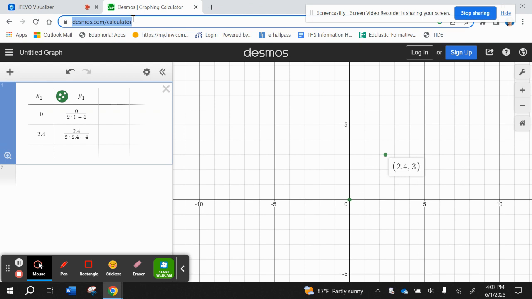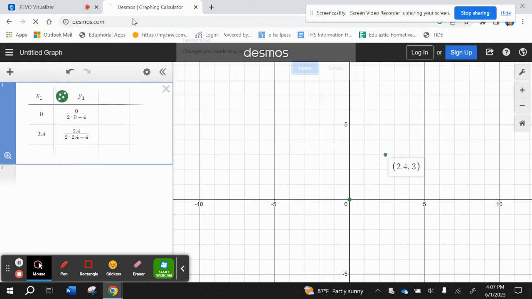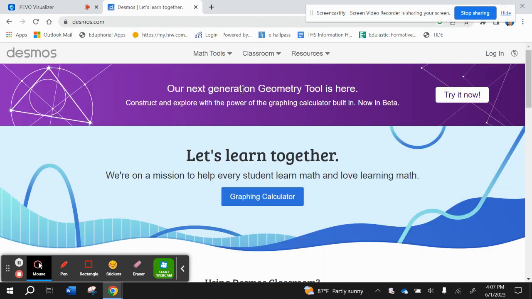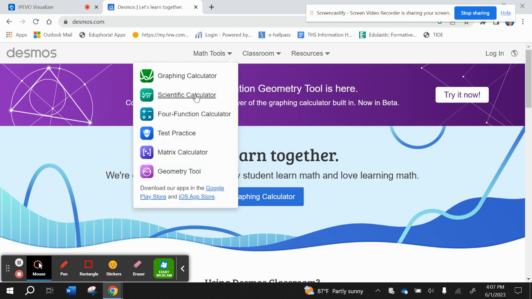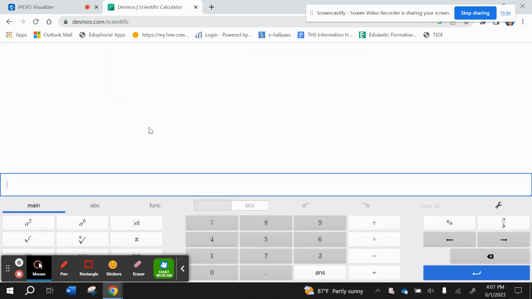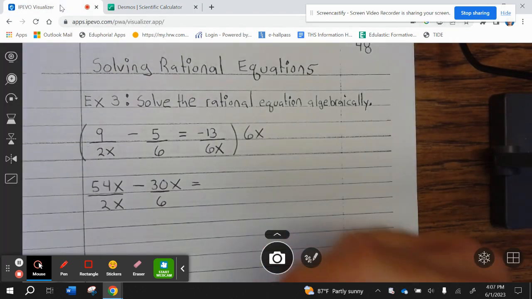times, so I'm going to actually go to Desmos.com. And I actually want to go to more tools. I'm going to go to scientific calculator. I just want a basic calculator, okay? So negative 13 times 6 is negative 78.